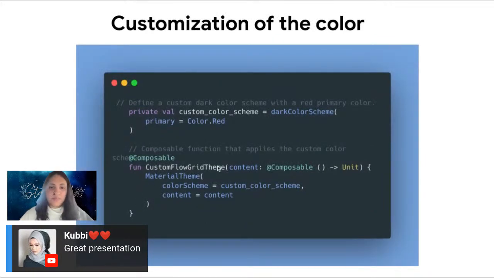So that's what I'm doing here, creating a composable, custom flow grid theme, giving it a content and saying that I want the composable to return a Unit function, and defining the MaterialTheme and saying that the color scheme must equal the one which I already set in the previous statement, and that the content is the same, just that the color would be red. So I wanted the color of my grid to be red. So I created customization within the code.